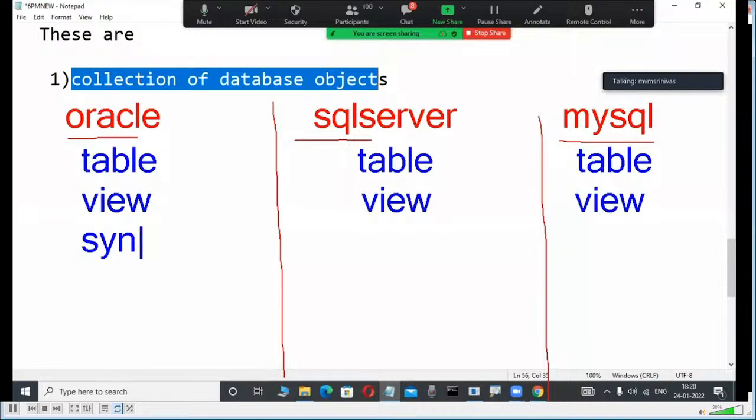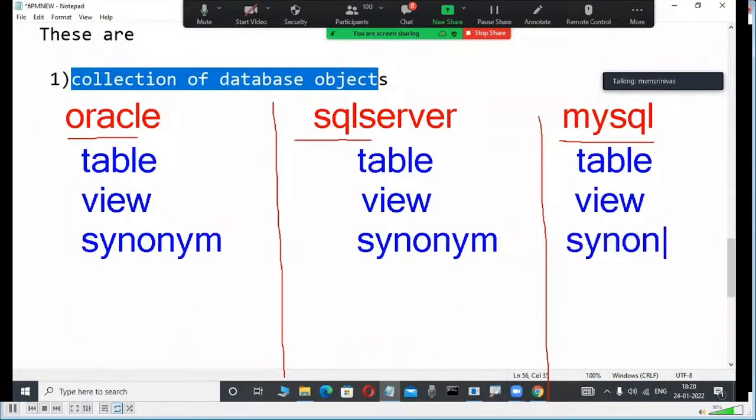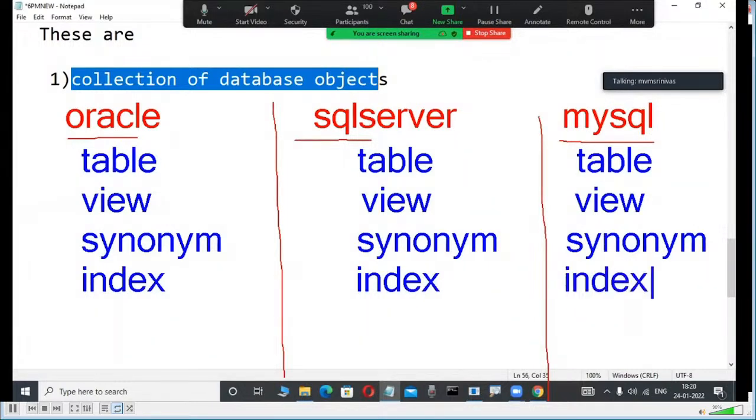Synonym is a database object. What is a synonym? What is a view? We are learning them, don't worry. In our course, synonym is available, and here also. Index is there here, and here also. These are called objects. Some terminology, big concepts only. Okay, fine. Here now a procedure is there.